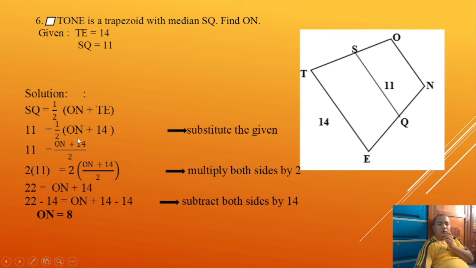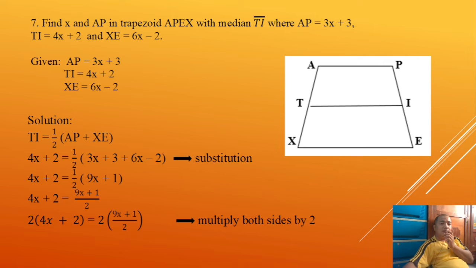11 times 2 is 22 equals ON plus 14. 22 minus 14 is 8. Therefore ON, the length of the upper base, is equal to 8. Yes, that's very easy. 14 plus 8, 22 divided by 2, 11. Tama. 11 is the length of the median.